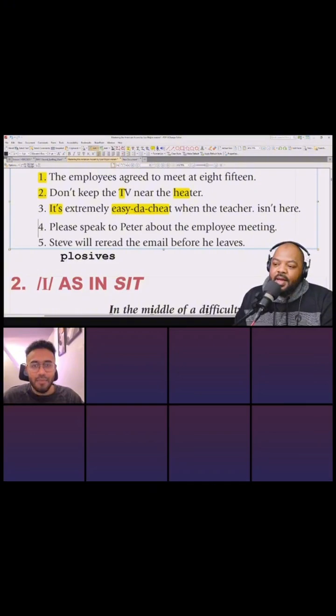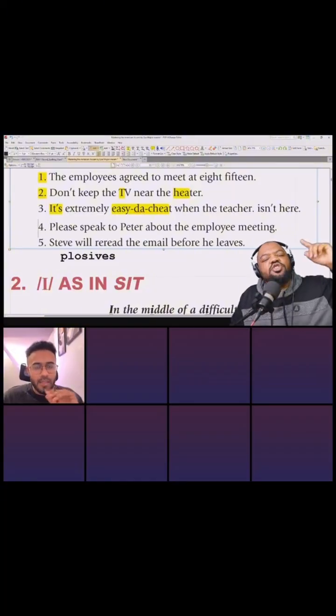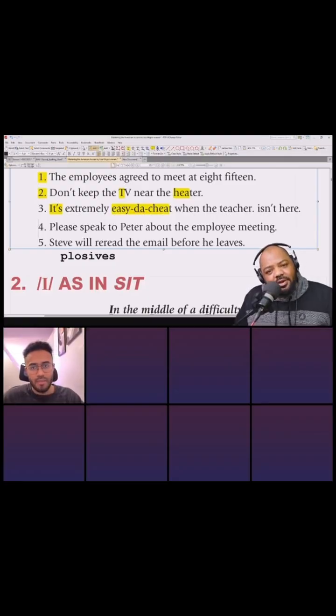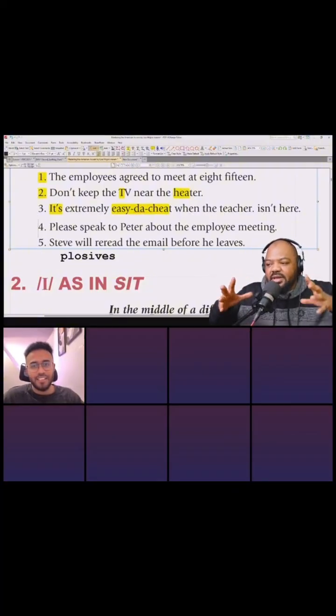Absolutely perfectly. Because the word extreme and extremely does show difference in accents. Okay? So here, it's extremely. That's a very American way to say it. Now, if we try to throw in some intonation and emphasis, it's extremely easy to cheat when the teacher isn't here. That's why I put in emphasis and I made it a little faster. That's a little more on the advanced side. Okay? Yes. It's extremely easy to cheat.